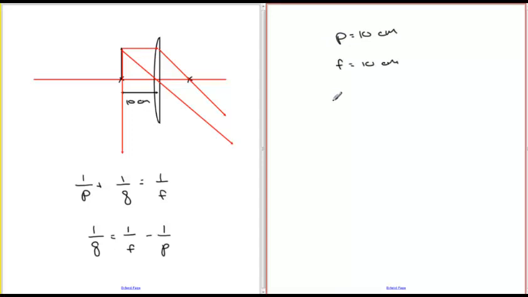So we get 1 over Q is 1 over 10 minus 1 over 10, which equals 0. So 1 over Q equals 0, or Q is equal to infinity. And so the image does not exist.